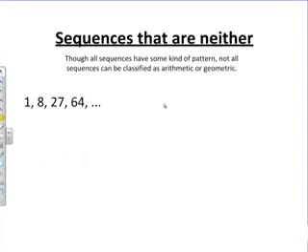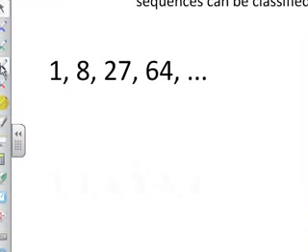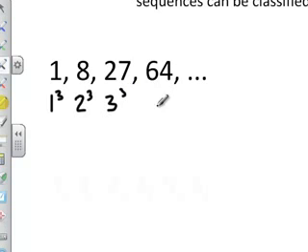This first sequence, you might recognize it because it's similar to one of the ones we did on the worksheet. These are all perfect cubes. This is 1 to the third, 2 to the third, 3 to the third, and 4 to the third, and so it would keep on going in the same way, 5, 6, 7 to the third.